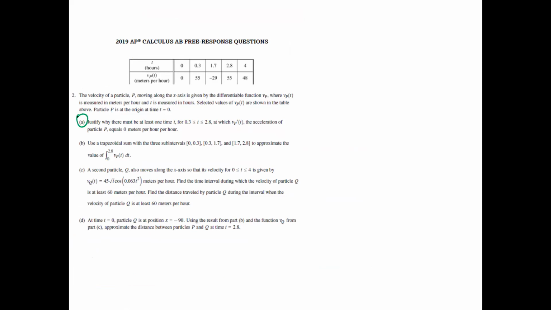it asks you to justify why there must be at least one time T in between 0.3 and 2.8 at which the first derivative V prime of T, the acceleration of particle P, equals 0 meters per hour per hour. So looking at this part here, one thing I'm thinking about is the mean value theorem, in which case there are certain conditions.